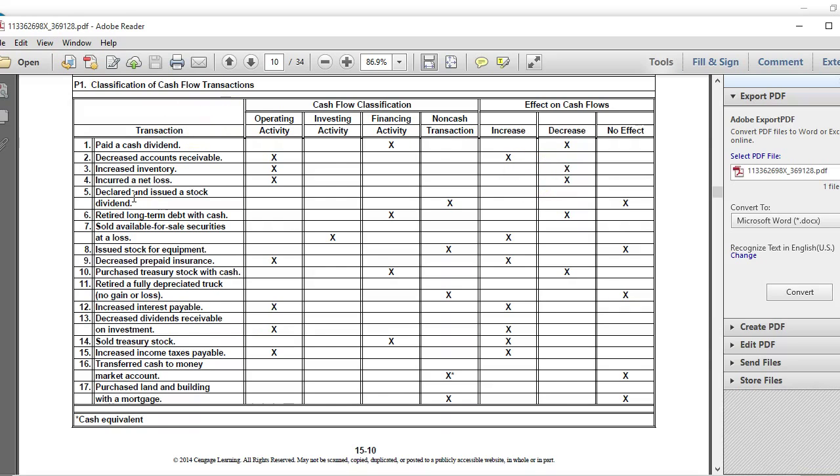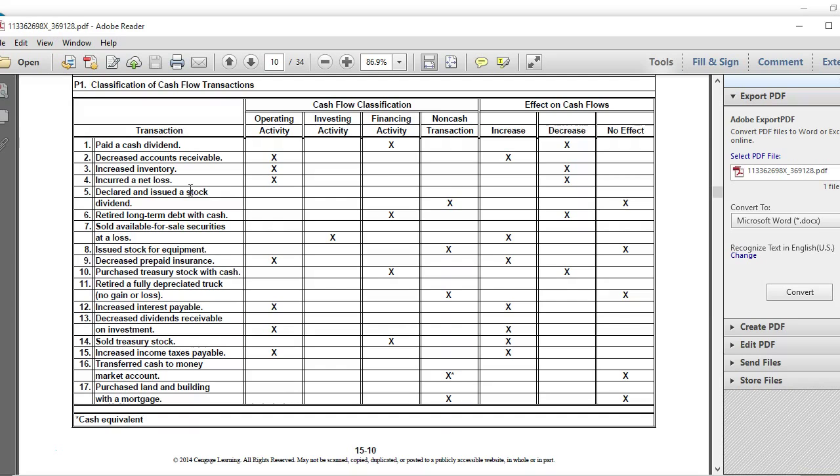Declared and issued a stock dividend. Stock dividend, whoa! Does stock have anything to do with cash? You see how it says non-cash transaction and there's no effect? Do we pay money for stock dividends? No, we just issue more stock. We declared, we didn't issue shares of stock, we issued a stock dividend. So when we're issuing a stock dividend, we're not giving them cash, we're just giving them more shares of stock. So it ultimately dilutes the share price or the value per share.